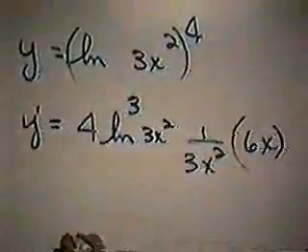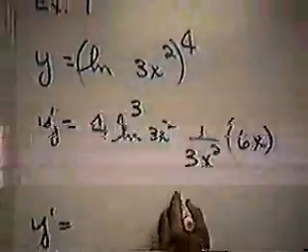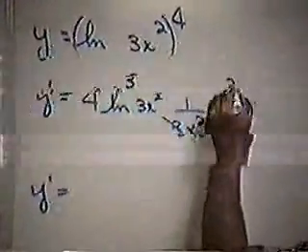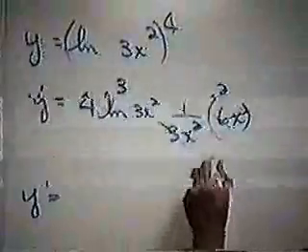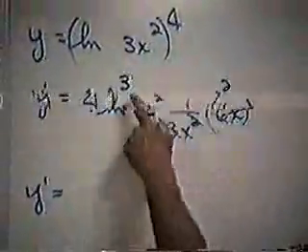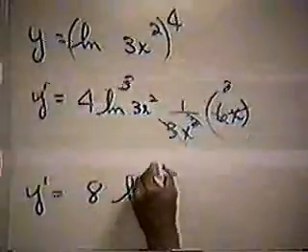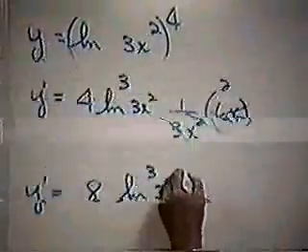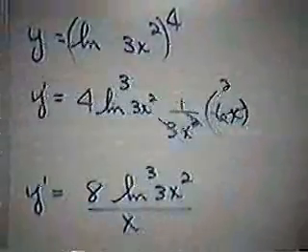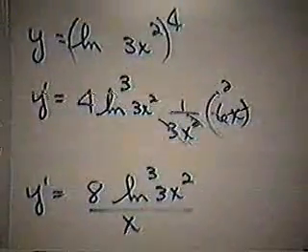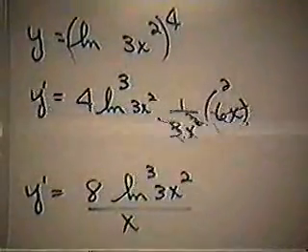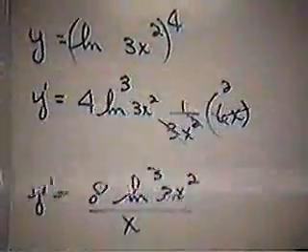Now what happens, a lot of this simplifies. Let's see, the 3 will go into this 6 2 times, and this x will divide into that. And that leaves us 2 times 4 is 8. Log cubed, all divided by x. Okay, let's look at another example.